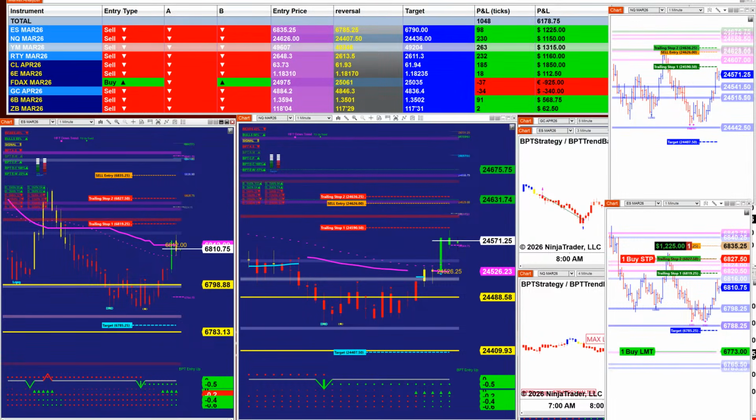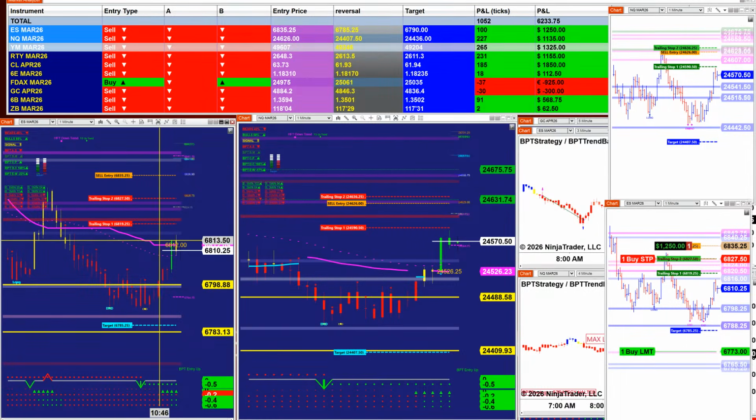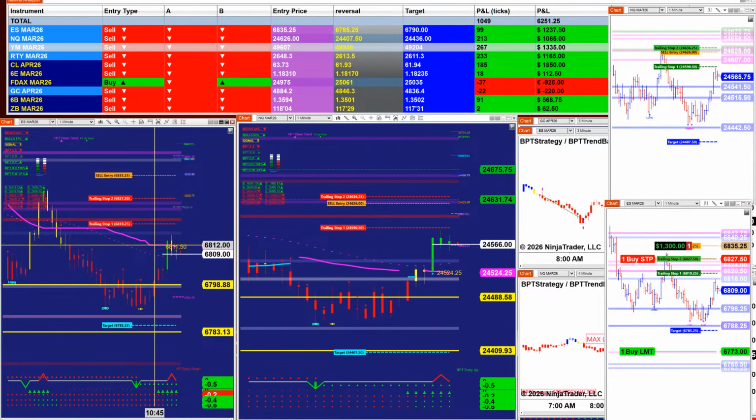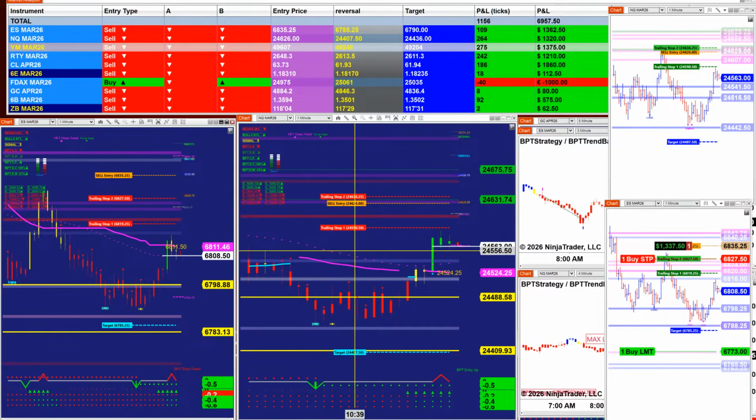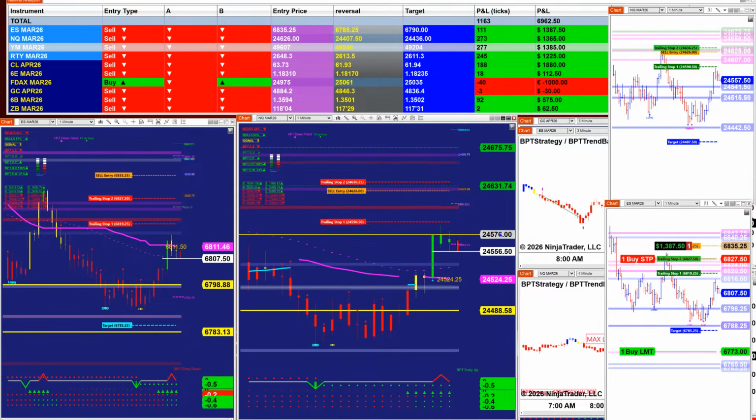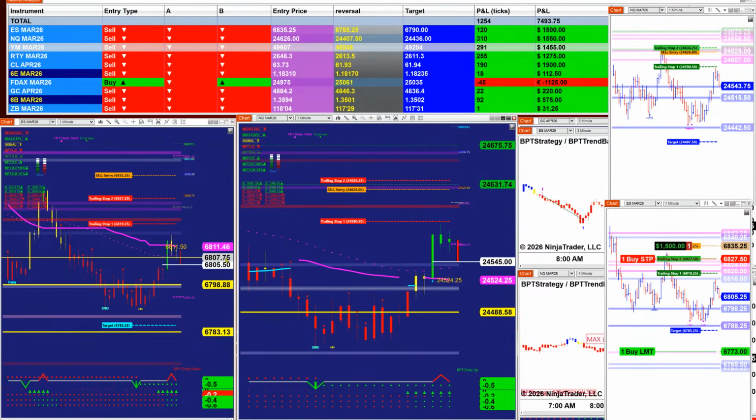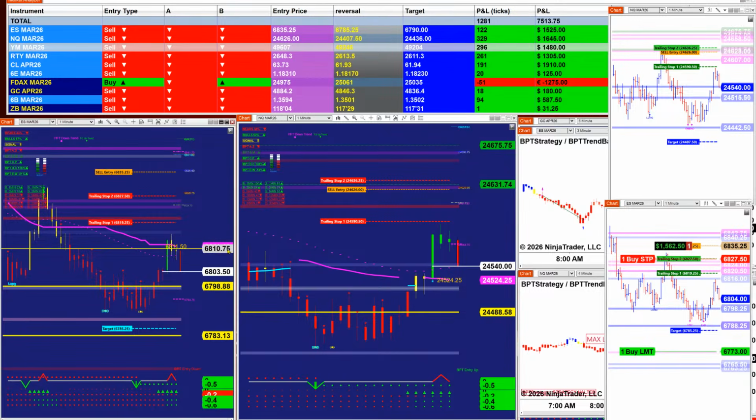So right now, this is where I said the re-entry, but I'm not going to call it, and I dismiss it because it's a very small trade. And here the market is going back. It's going back.